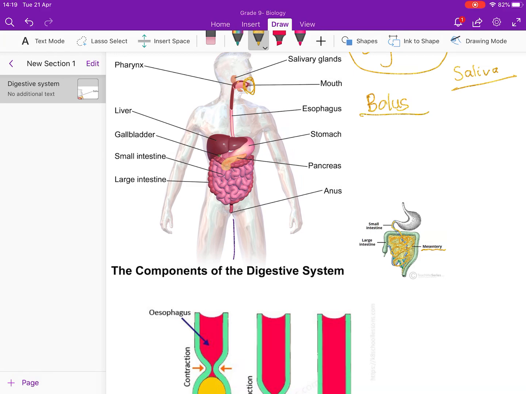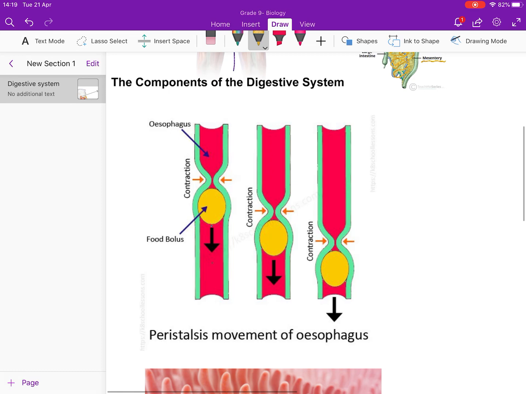The bolus is then pushed back into the esophagus, and in the esophagus, guys, there is a peristaltic movement that takes place to get the food to the stomach. A peristaltic movement to help the food go to the stomach. Alright, and here is a diagram of that peristaltic movement.